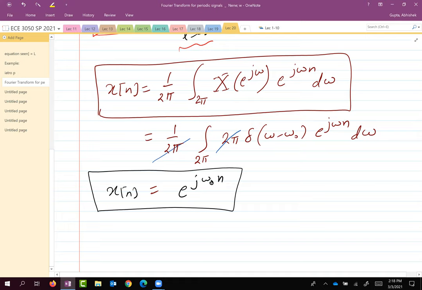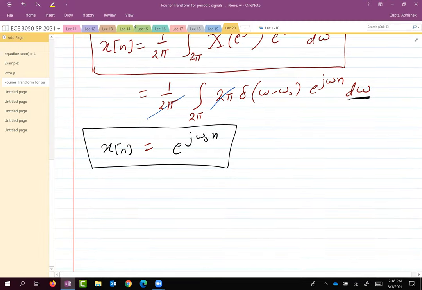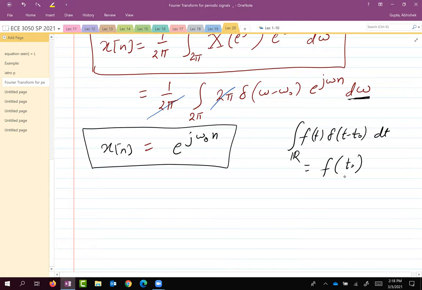If we're replacing every omega with an omega naught, shouldn't the d omega at the end of our integral be d omega naught? So this is the integral, right? So you don't replace anything. Well, then why are we treating our omega as omega naught? Well, okay, let me remind you of this integral, the integral of f of t delta of t minus t naught dt. When you take this integral, you get f of t naught. That's how we had defined the delta function.